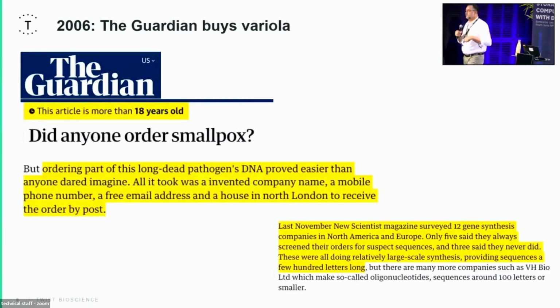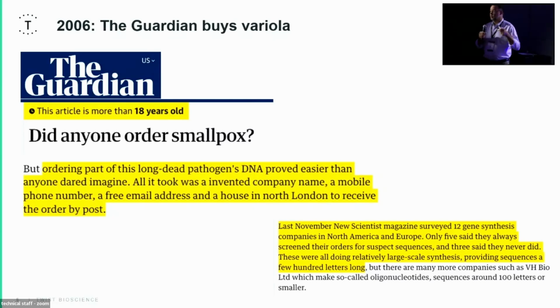So this really all came to a head in 2006. A reporter from The Guardian ordered a very small piece of smallpox. So if you don't know, smallpox is an orthopox virus, has a very large genome, 200 kb. This reporter ordered a very small piece of it and then wrote this incredibly exciting sounding story about the irresponsible synthesis providers that were out there making this stuff and just handing it out to everyone.